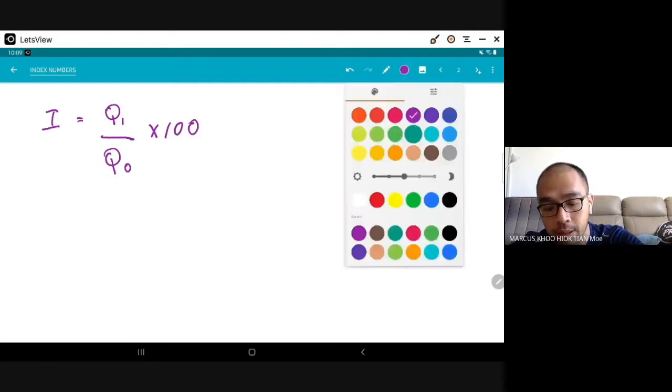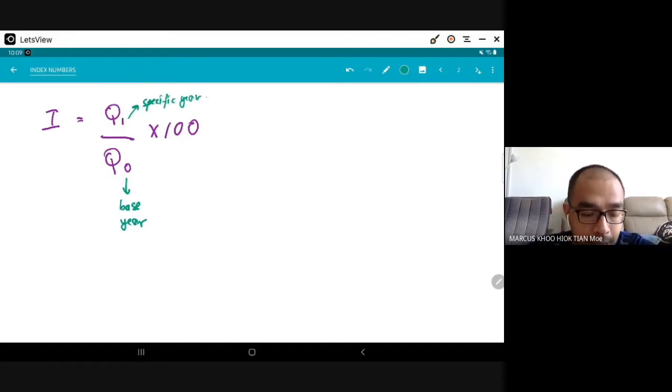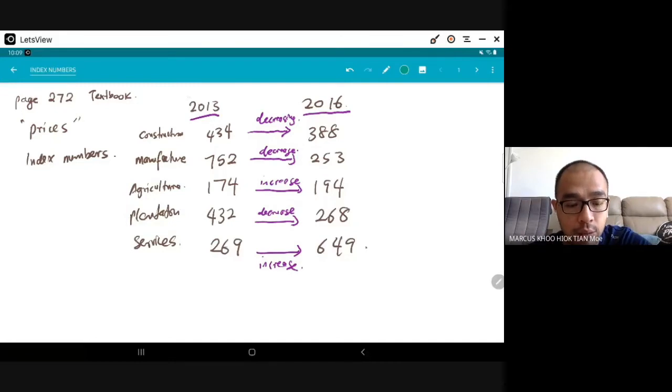Now, you are hearing two different words: base year and specific year. Base year means you are comparing the current year, the specific year, to the original year, which we are calling the base year. In this case, we are saying that 2013 is the base year. And so I want to compare from 2013 until 2016, how many percent did the construction workers decrease?